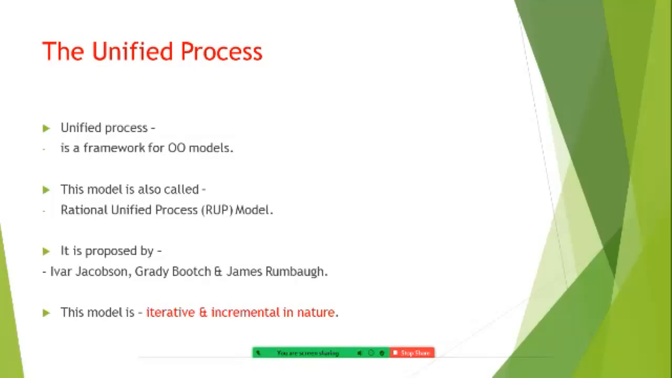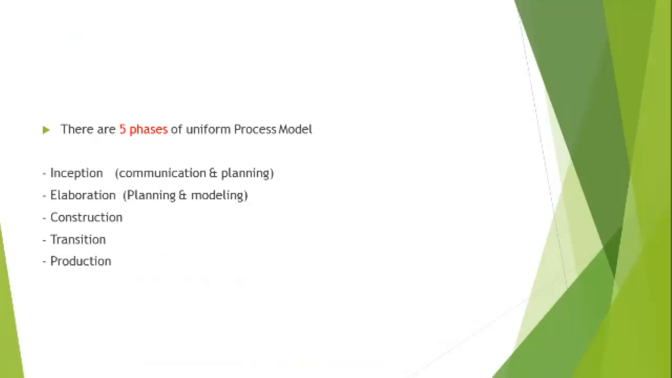In the unified process, it is a framework for object-oriented models, that is OO models. This model is also called Rational Unified Process Model, RUP model. It is proposed by Ivar Jacobson, Grady Booch, and James Rumbaugh. This model is iterative and incremental in nature.